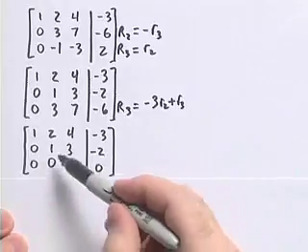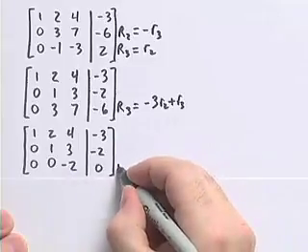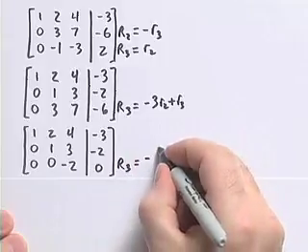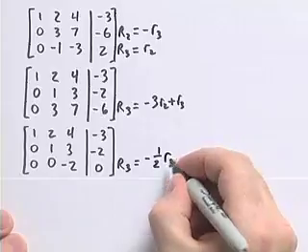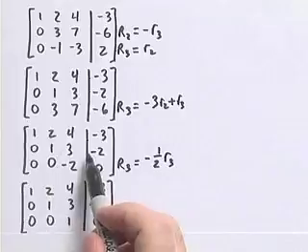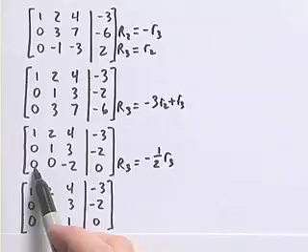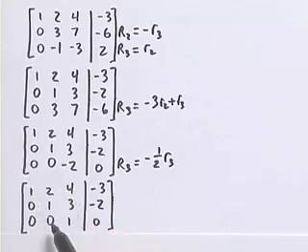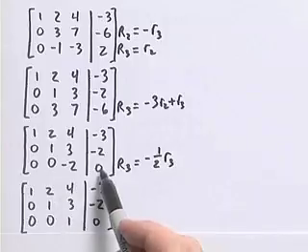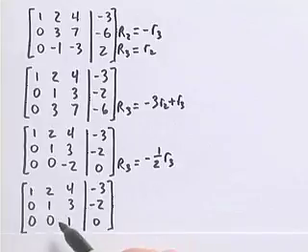The last thing we'd like to do here is to get a 1 in this entry. To do that, we're going to multiply row 3 by negative 1/2. If we perform that operation, we get the following. We did not change the first two rows, so we rewrite them. If we multiply the third row by negative 1/2, 0 times negative 1/2 is 0. 0 times negative 1/2 is 0. Negative 2 times negative 1/2 gives us positive 1. And then 0 times negative 1/2 is again 0. Now we have our matrix in row echelon form.